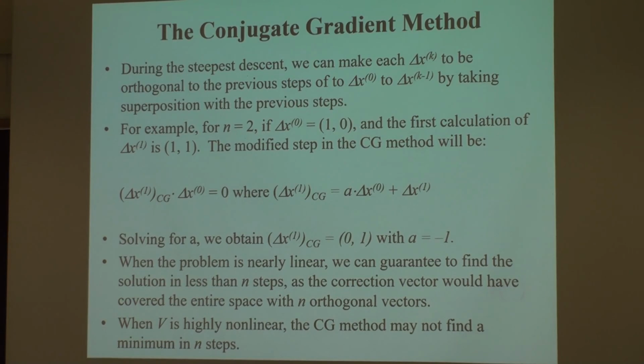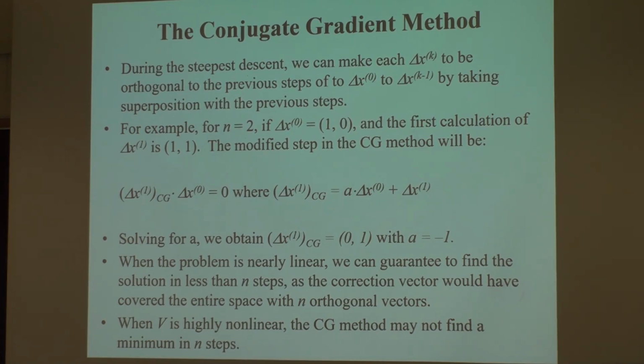That means you're guaranteed convergence in n steps. You only can have n directions to search if the problem is linear, because that is your dimension of space. If you have a nearly linear problem, the solution will be achieved in fewer than n steps, because you have finished all the directions to search.